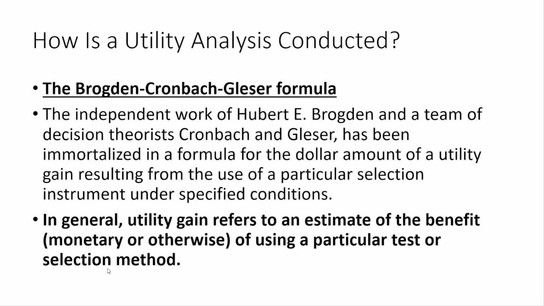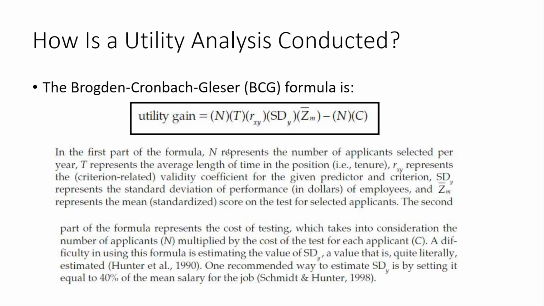So, in general, utility gain refers to an estimate of benefits, monetary or otherwise, of using a particular test or selection method. Okay? So, this is the Brogden-Cronbach-Gleser formula. I will not dictate the formula, but just be familiar with the meaning of N, T, rXY, SDY, and ZM. Okay, so those are the factors.